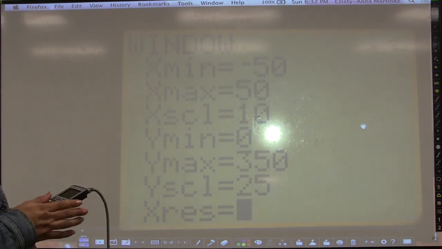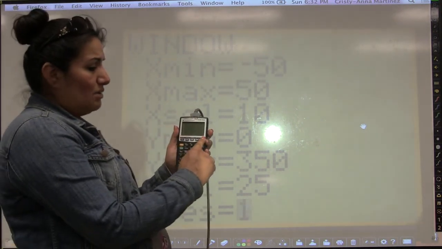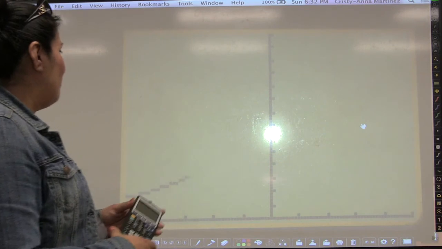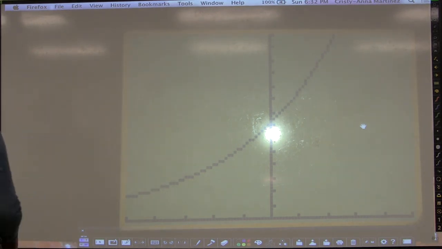So once we do that, now we can hit graph again. And again, your graph button is the very last button at the top row here. Hit graph, and this time you should actually see the graph. It was always there, we just didn't have the right window to be able to see it. Okay, so that is how you graph, and that's the first part of part A.